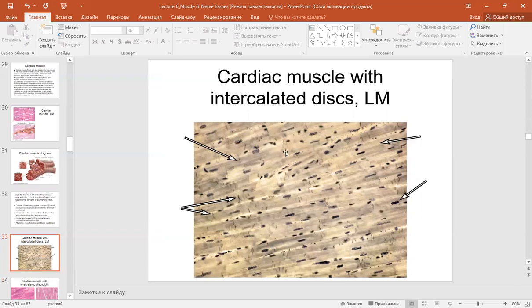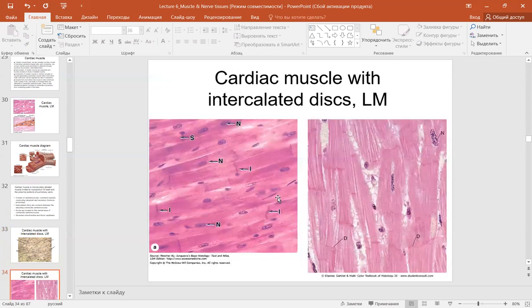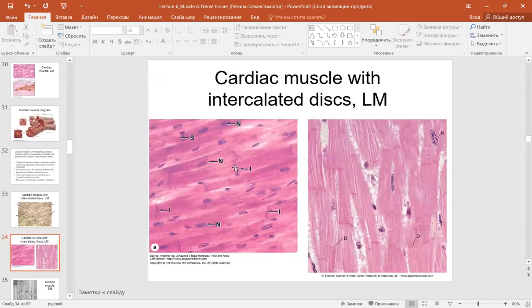Cardiac muscle with intercalated disc on the light microscopic level, centrally placed nuclei. These dark lines are intercalated discs, and these cross striations are faintly visible, but anyhow you can recognize them. Here you have the intercalated disc on the light micrographic representation of the contractile myocardium, with a centrally located nucleus. Here you have an intercalated disc also.